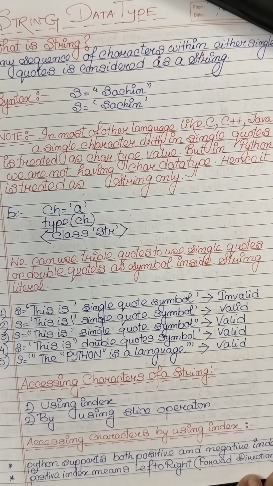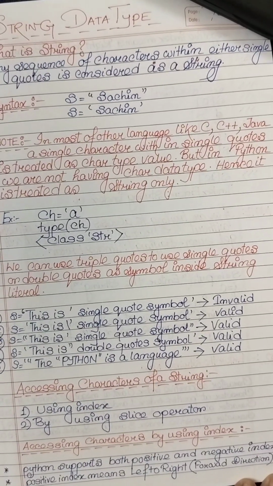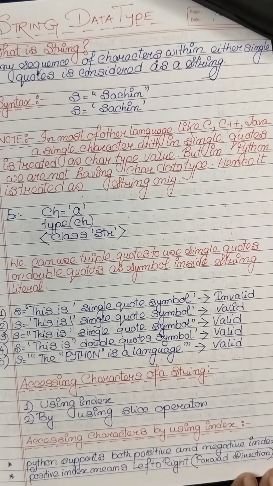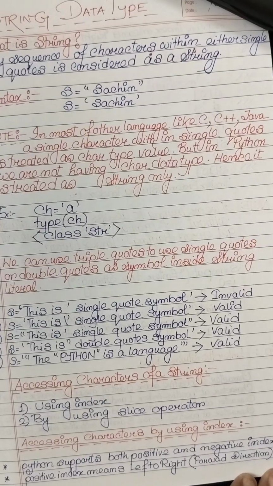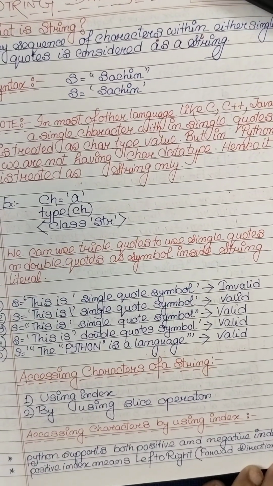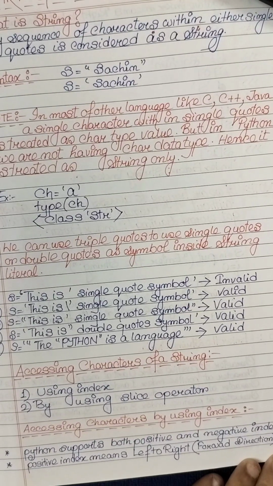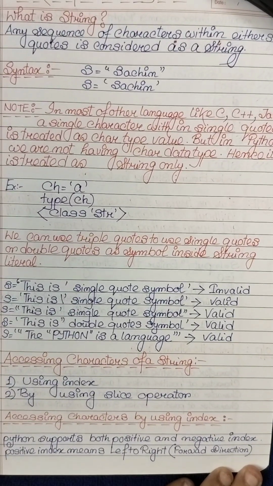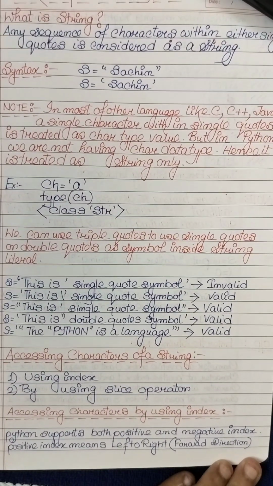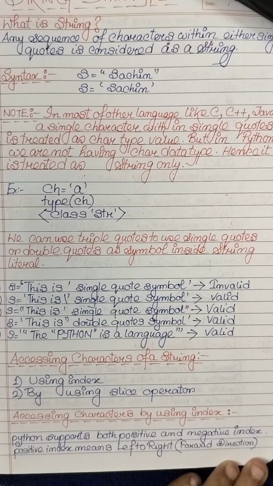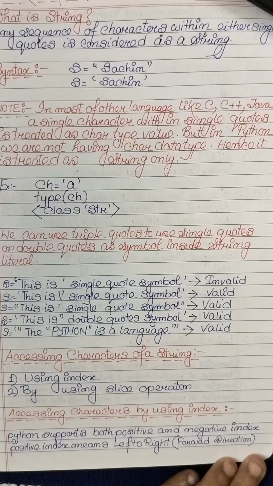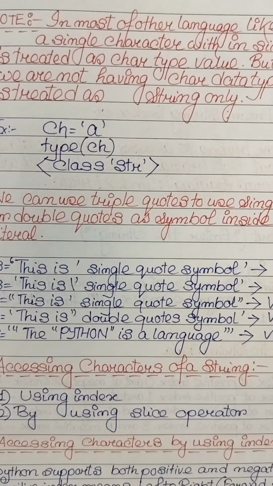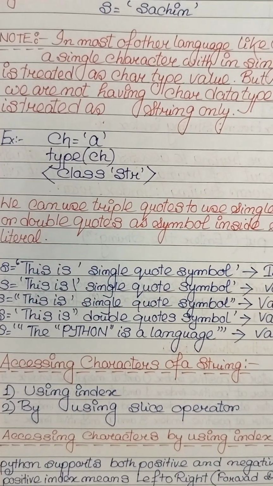Note that in most other languages like C, C++, Java, a single character within single quotes is treated as a character type value. But in Python, we do not have the character data type, hence it is treated as a string only. Python doesn't have a character data type, only string. But in C and Java, you can find both character and string data types. So here ch is equal to a, type of ch is class str.